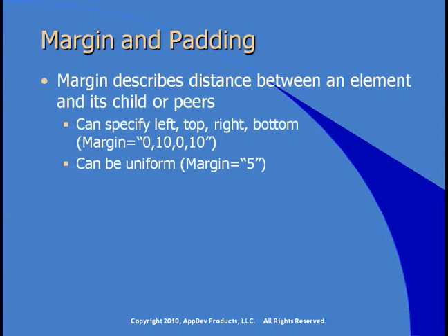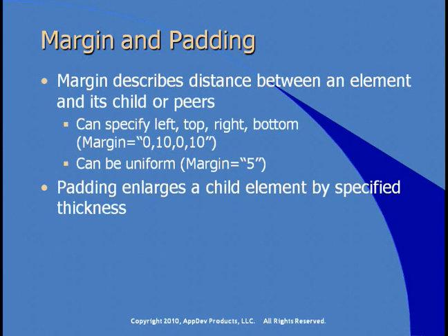So in this first example, we're saying, on this particular control, I don't need any additional pixels on the left. I want 10 pixels on the top, none on the right, and 10 on the bottom. Now if you just want 5 all the way around, you could say margin equals 5, 5, 5, 5, or you can just say margin equals 5.